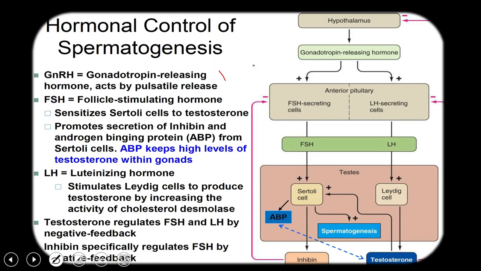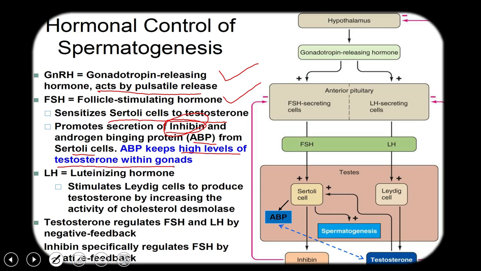Gonadotropin releasing hormone acts by pulsatile release. FSH, the follicle stimulating hormone, sensitizes the Sertoli cells. It also promotes the secretion of inhibin, but inhibin is a negative feedback. And androgen binding protein from the Sertoli cells keeps a high level of testosterone within the gonad. So within the seminiferous tubule, it maintains a high concentration of testosterone.